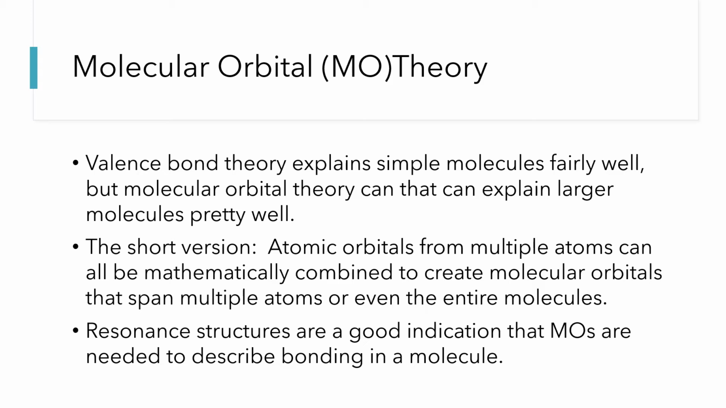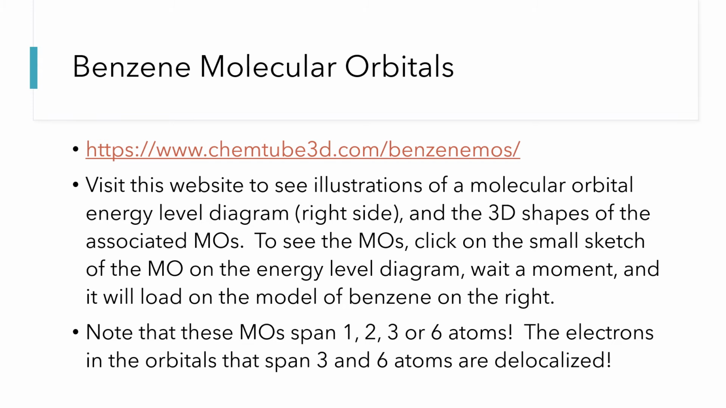And one of the indications that we need to invoke molecular orbital theory to describe the bonding in a species is that when we draw its Lewis dot structure, we need resonance structures to have a good description of the molecule. In just a moment, I'd like for you to go visit this website.